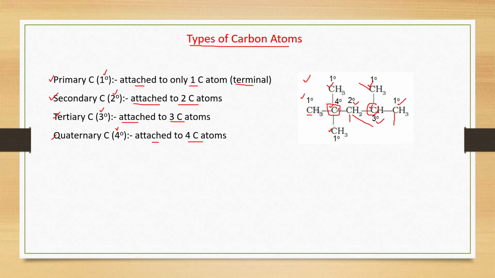Now the hydrogen atoms attached to the primary carbon are known as primary hydrogen atoms. The hydrogen atoms attached to the secondary carbon are known as secondary hydrogen atoms. The hydrogen atoms attached to the tertiary carbon are known as tertiary hydrogen atoms. And there is no hydrogen atom attached to the quaternary carbon atom. Is that clear? So you must be able to identify primary carbon, secondary carbon, tertiary carbon, and quaternary carbon.